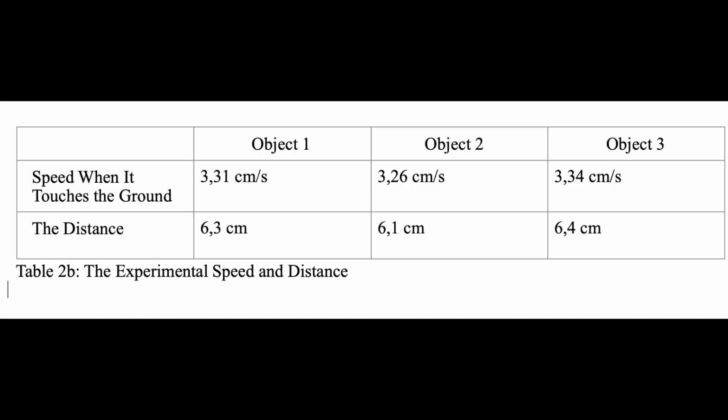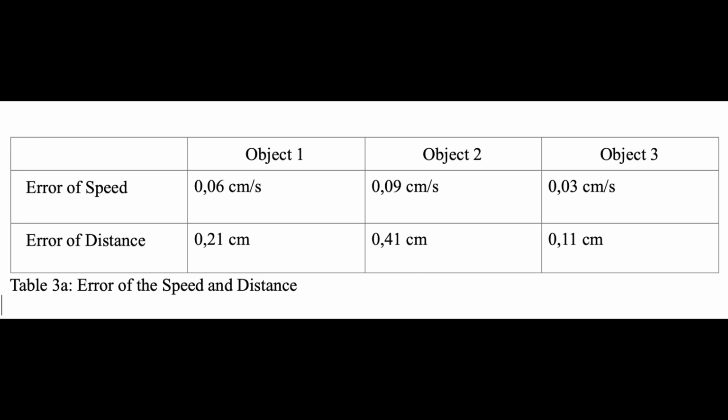The first object's experimental speed is 3.31 and the distance it took on the ground is 6.3. The second object's experimental speed is 3.26 and the distance it took on the ground is 6.1. The third object's experimental speed is 3.34 and the distance it took on the ground is 6.4.